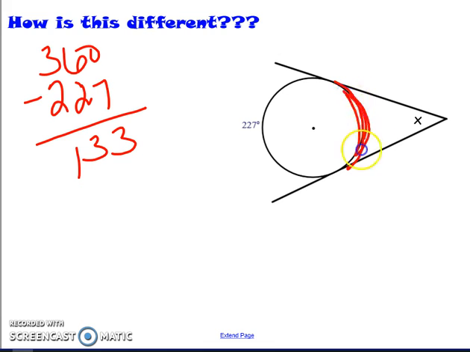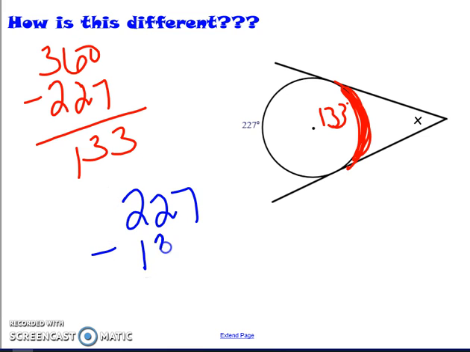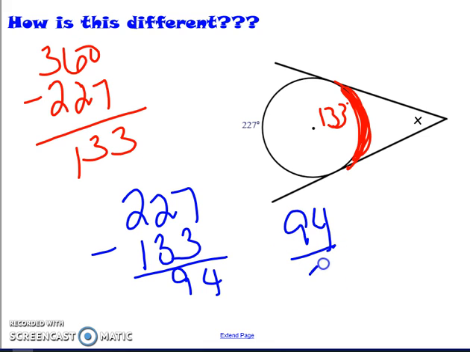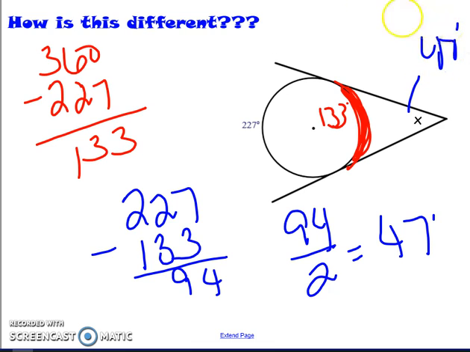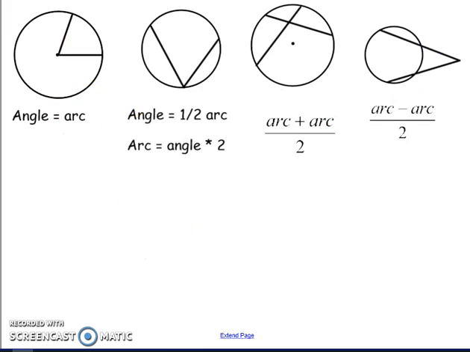So that makes this minor arc over here 133 degrees. Now we have to take our big arc. So now we're going to take our 227 minus our 133. So that leaves us 94. And then we have to divide that by 2. So our angle out here is 47. So on these double tangent ones, you have to subtract twice. You need to find the other arc first, and then subtract the 2 arcs and divide it by 2.